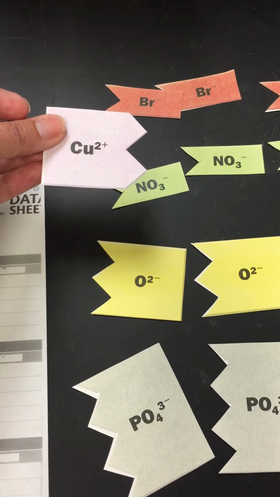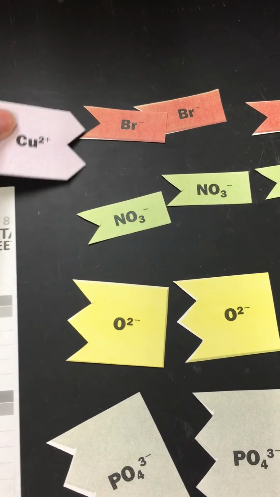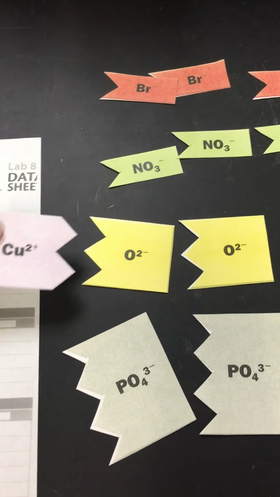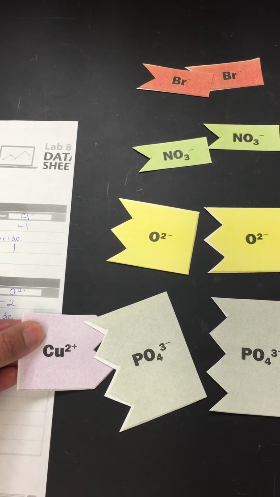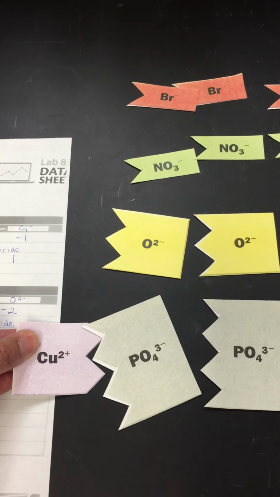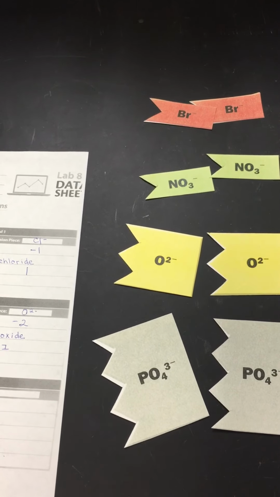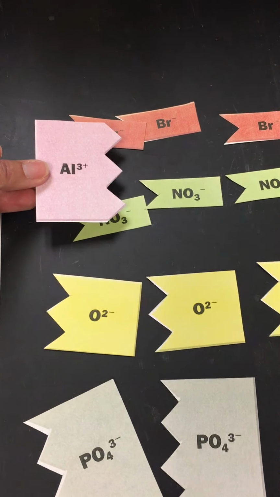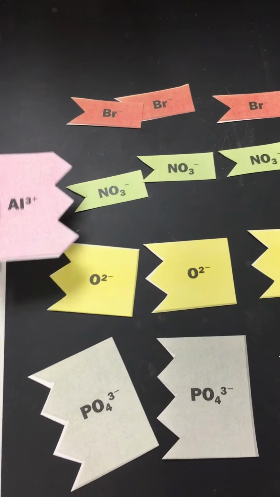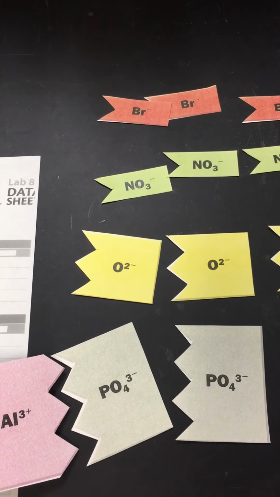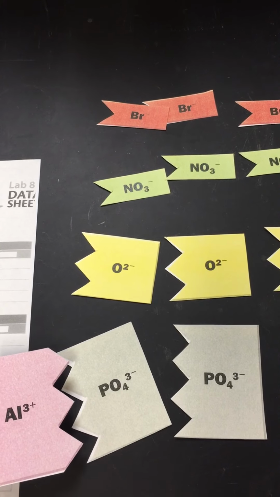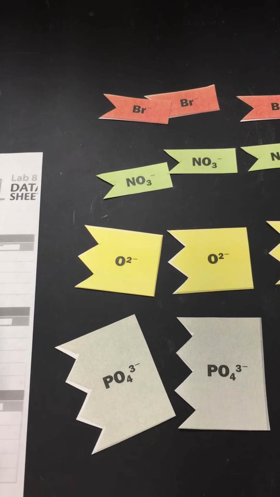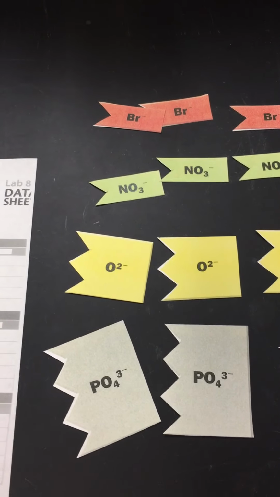Then take your next cation, which is copper plus 2, and do those 4 combinations. Figure out how many of each you need to make a neutral compound. You might use 2, you might use 3, you might use 1, just figure it out. That copper plus 2 would be compounds 9, 10, 11, and 12. Then your aluminum cation with each of the 4 negative anions will give you your final 4 compounds, 13 through 16.